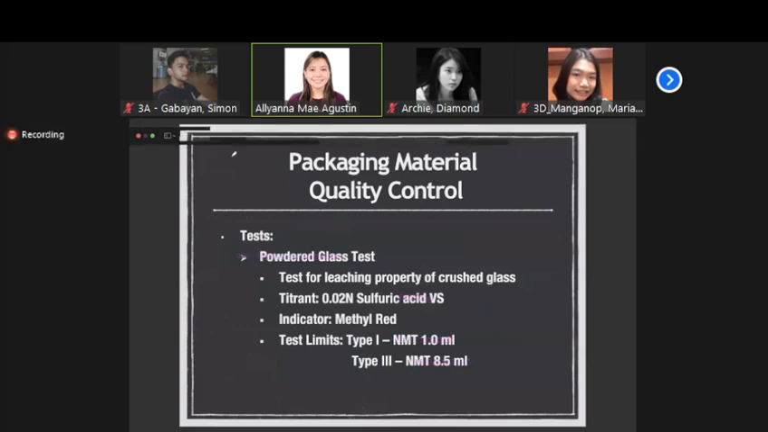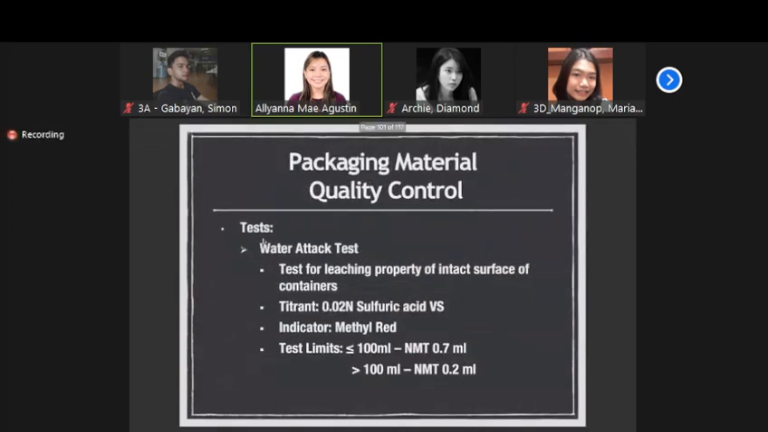Okay. Next, we have your water attack test. This is the leaching property of an intact surface, not powdered, because it is treated soda lime glass. The same titrant and the same indicator are used. The limit depends on the volume. For less than 100 ml, the titrant used should be not more than 0.7. The larger the volume, the smaller the limit, not more than 0.2 ml.